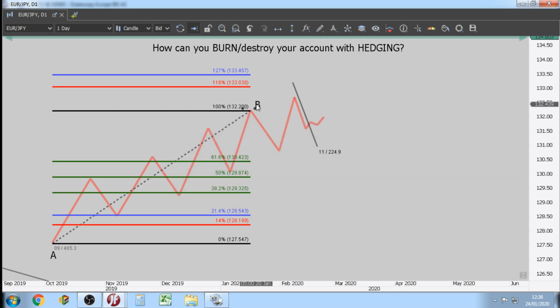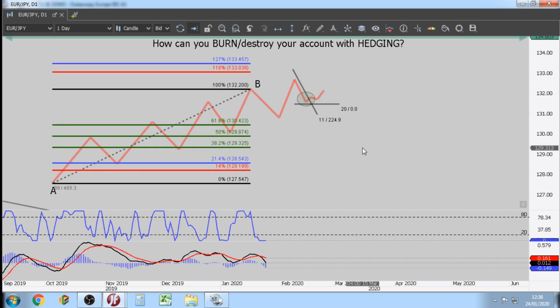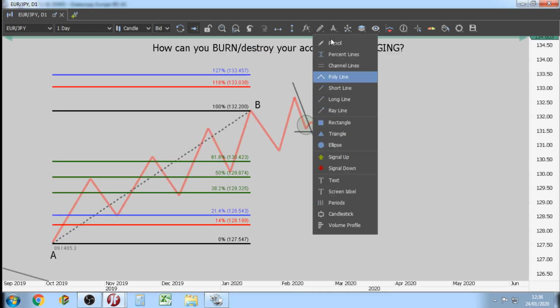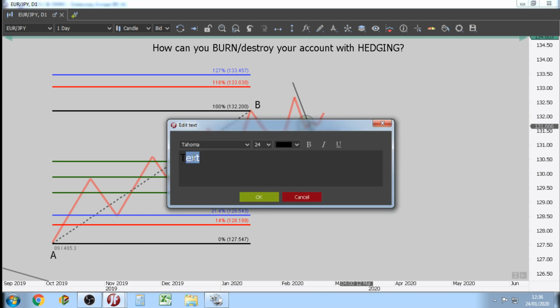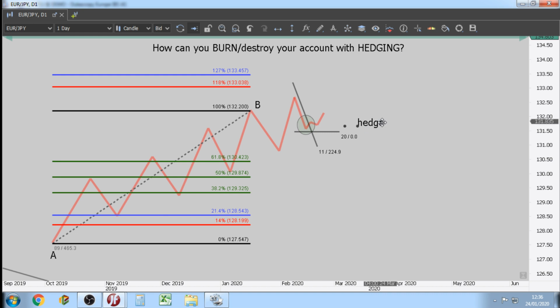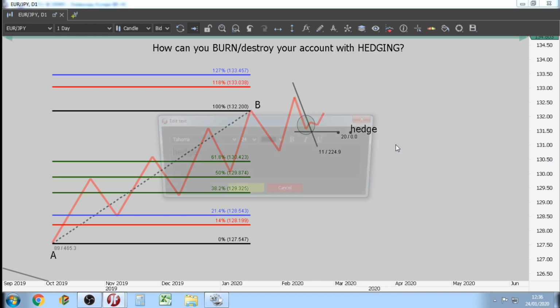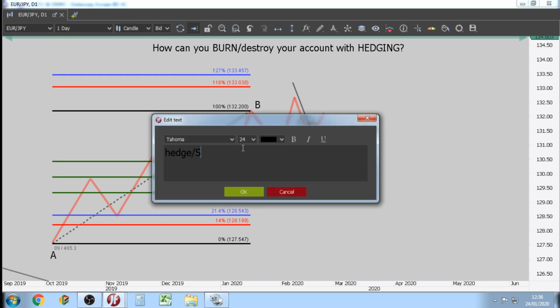Okay, we have an up Fibonacci AB, and of course on the smaller time frame the trader is going to go long, and now that he or she learned about hedging, what is he or she going to do? He's going to put a hedge somewhere in here. Okay, so this is going to be a hedge, not a stop loss. Okay, hedge, and this is going to be a hedge slash short.